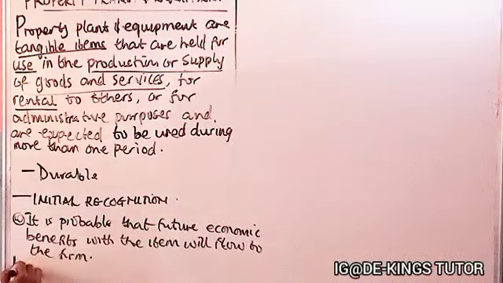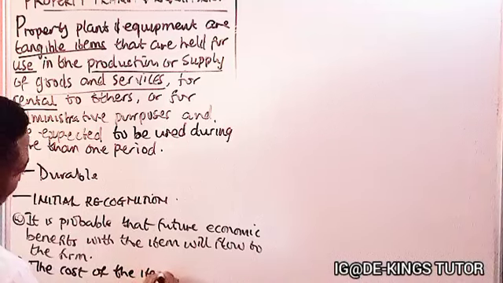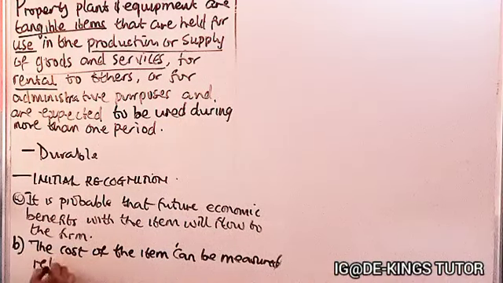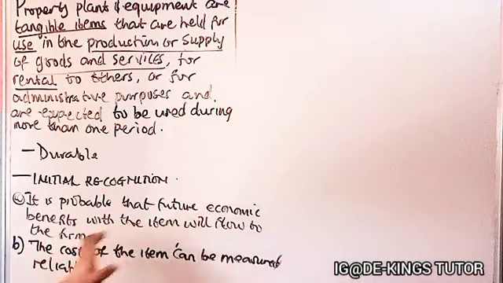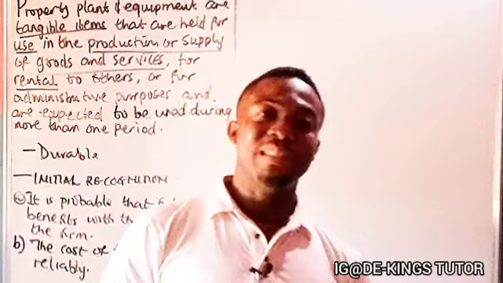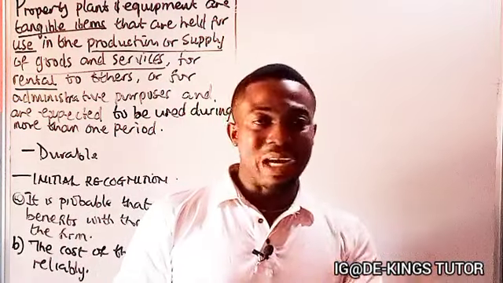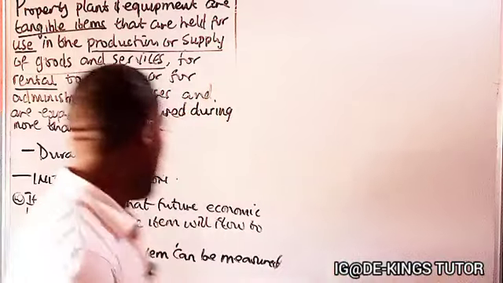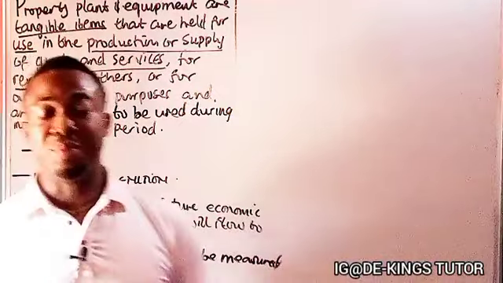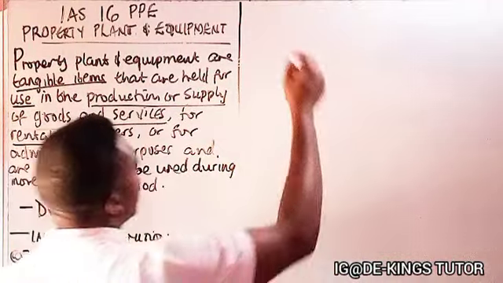The second one is if the cost of the item can be measured reliably. Now these are two conditions. The first one, if it is probable that future economic benefit associated with the item will flow to the firm. While the second one, if the cost of the item can be measured reliably, that is, the cost is not something vague or difficult to determine. So these are two conditions that serve as initial recognition for an item of PPE. Now let's see also the initial measurement.